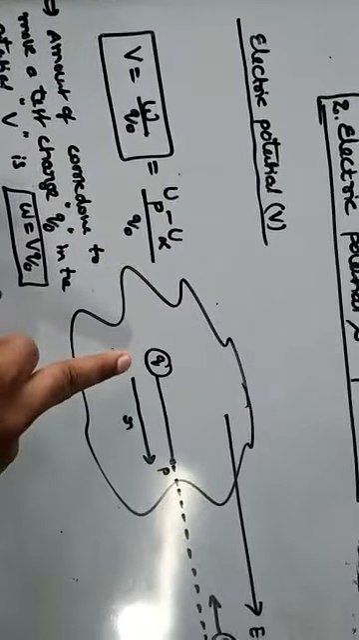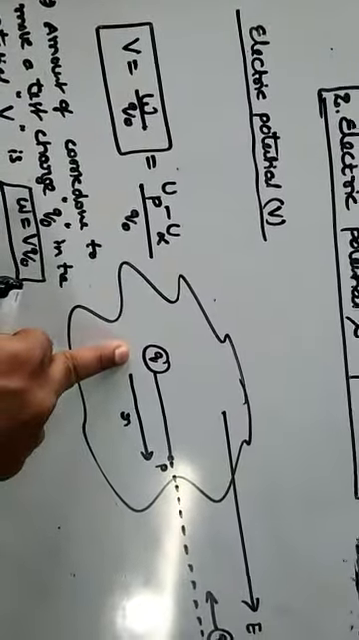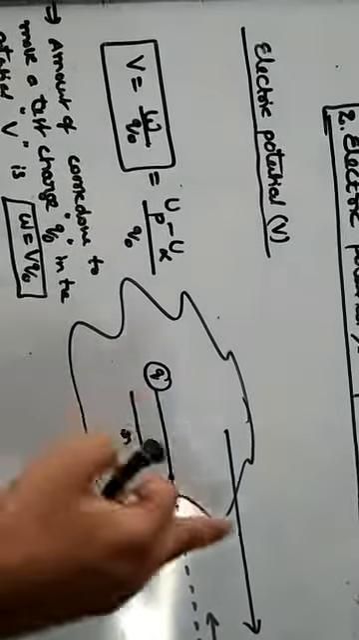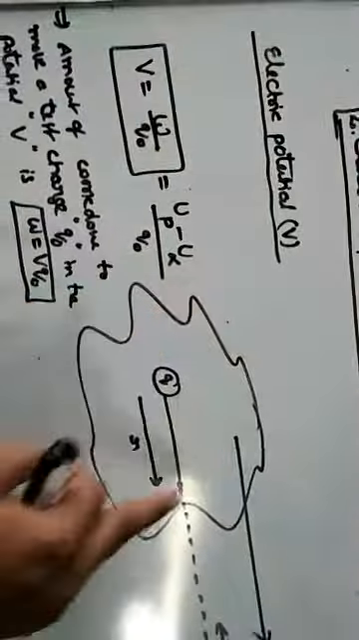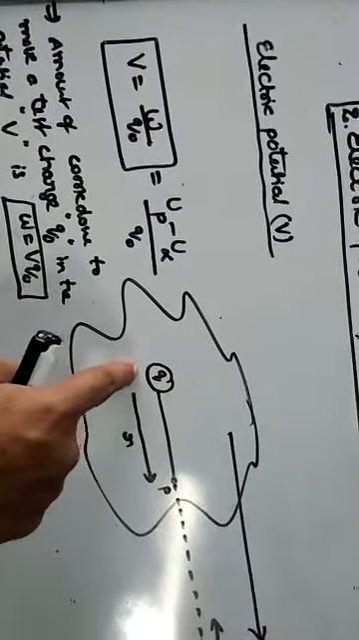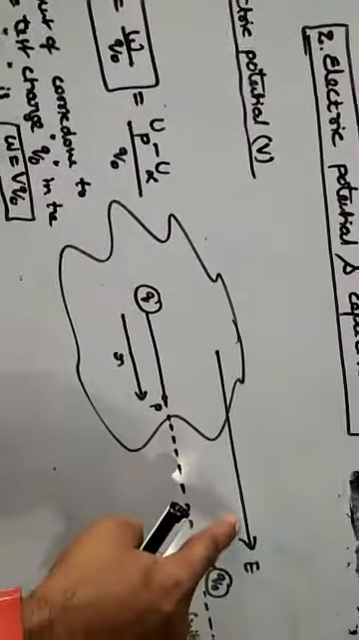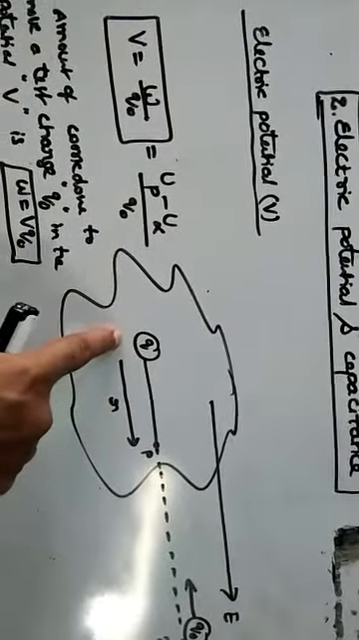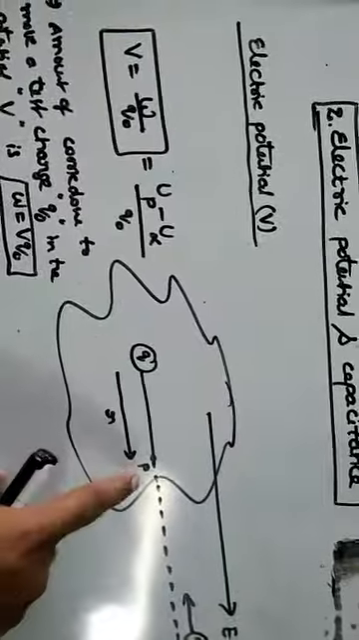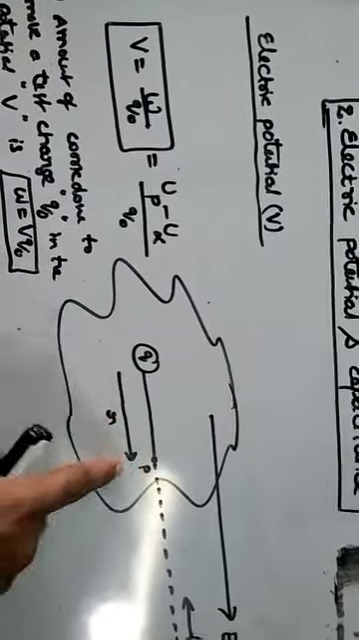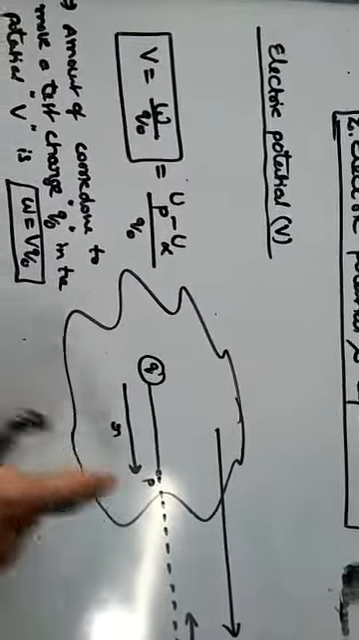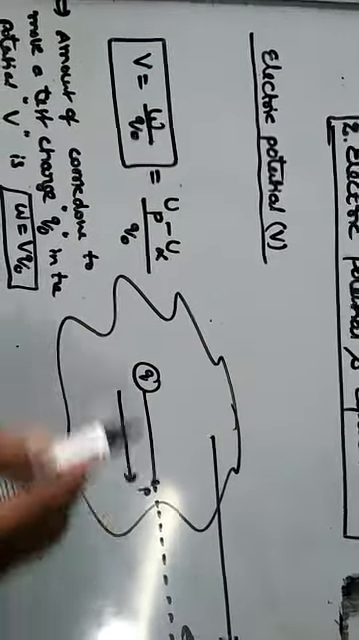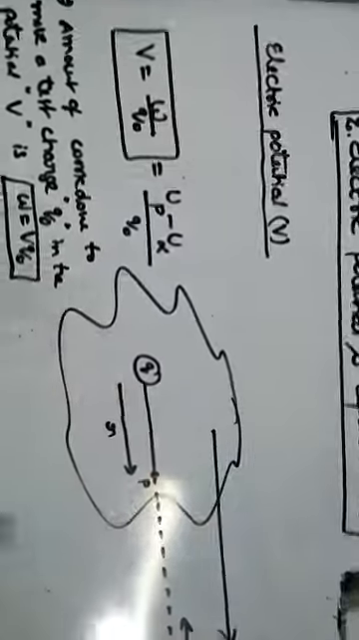Here is a charge Q, a point charge Q. We know very well that every point charge has an electric field. This region is called the electric field. If it is a positive charge, the electric field is away from the positive charge. Capital E is the electric field of this point charge. Now at this point P, which is at a distance R from this point charge, what is the potential of Q?